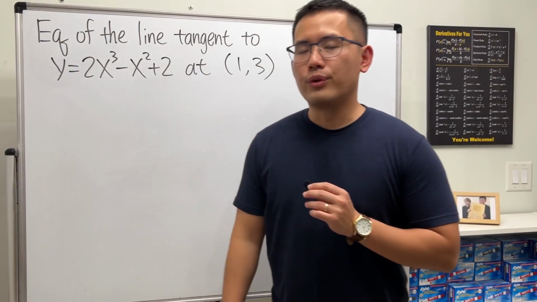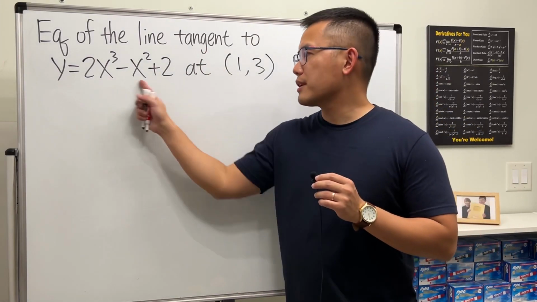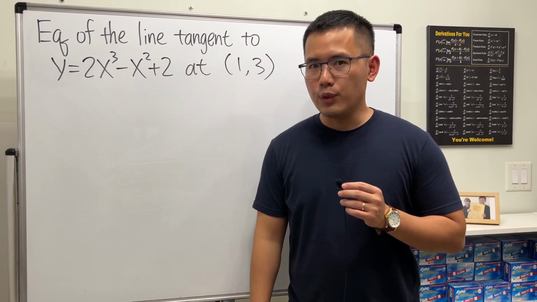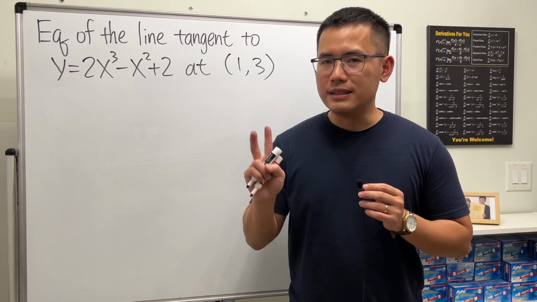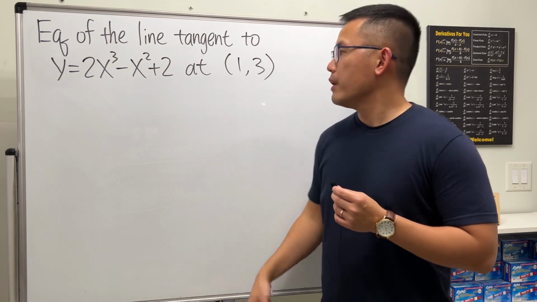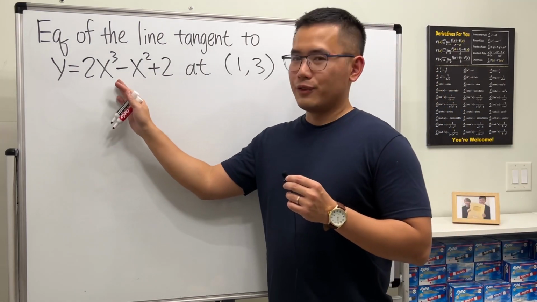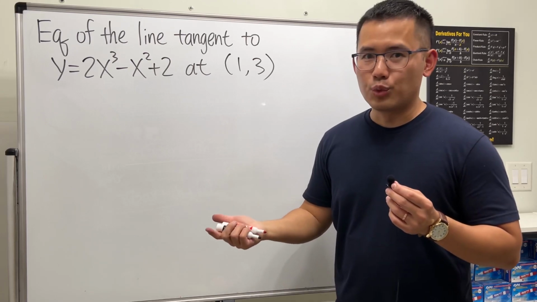In this calculus tutorial, I will show you guys how to write an equation of a line tangent to this curve at this point. First, what do we need to write an equation of a line? We need two things, right? The first is the slope, and second is that we need a point. We have a point right here already, that's good. Well, we have to find the slope. The slope of a tangent line, that's just the derivative.